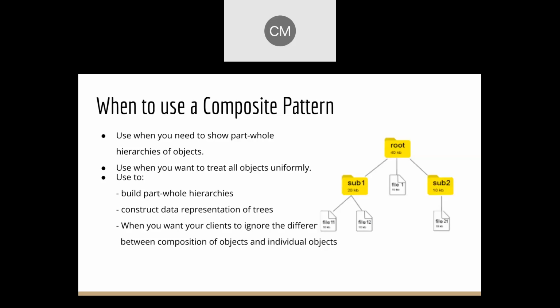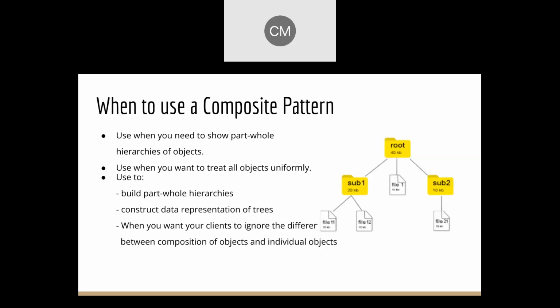So when do we actually use a composite? Well, we use it to show part-whole hierarchies of objects, as we stated in the last slide. We also use it when we need to treat all objects the same way, or uniformly. And we also construct data representations of trees, which makes the data more organized and clear. And we also use it when we want our clients to ignore the difference between compositions of objects and individual objects, essentially meaning the same thing. We're treating them the same way.